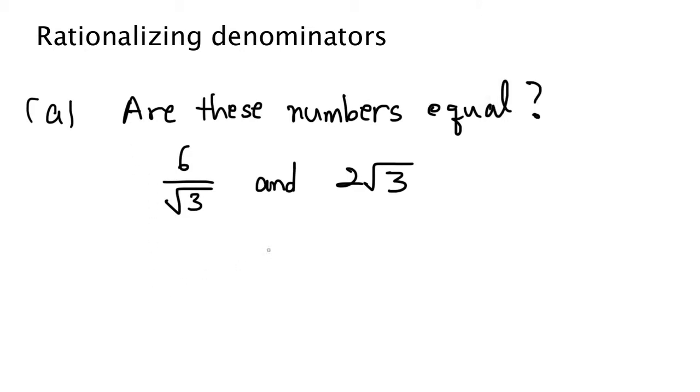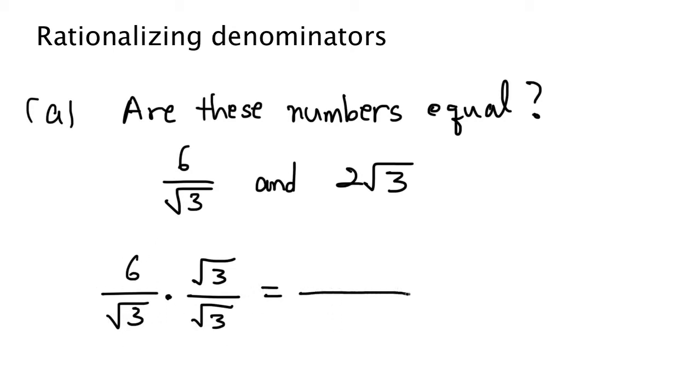So how do we tell if they are equal or not? The way to figure it out is to use this method called rationalizing the denominator. So what we are going to do is to multiply the first number by this number 1 in the form of square root of 3 over square root of 3. Multiplying any number by 1 is not going to change the number. So this is still 6 over square root of 3 in value.